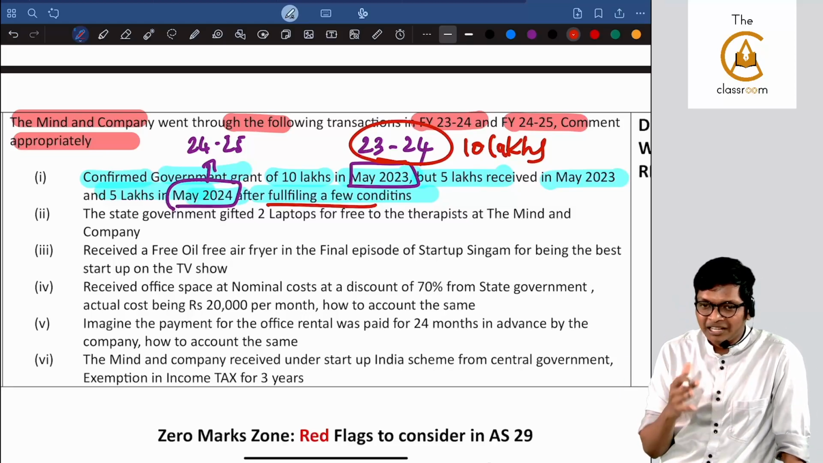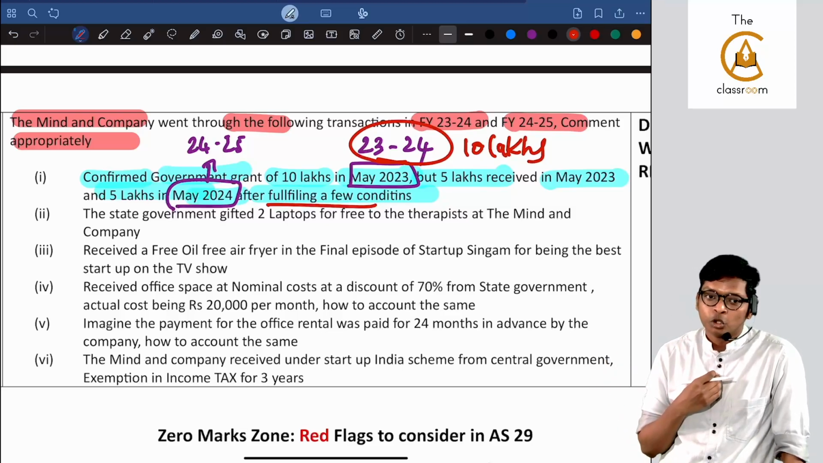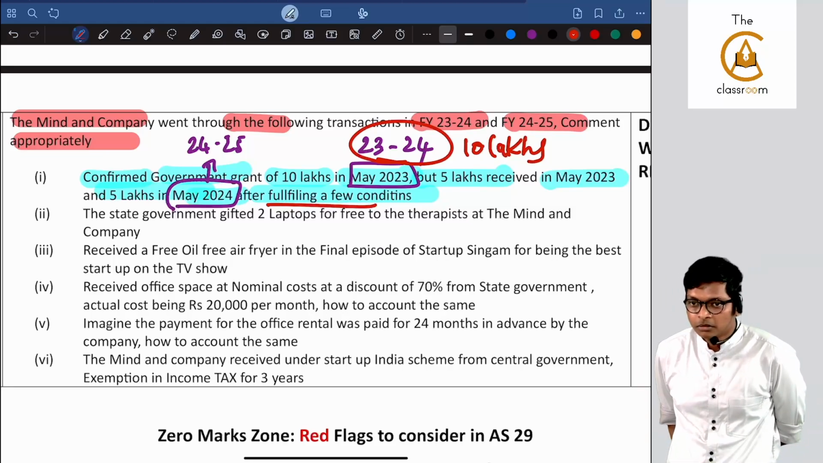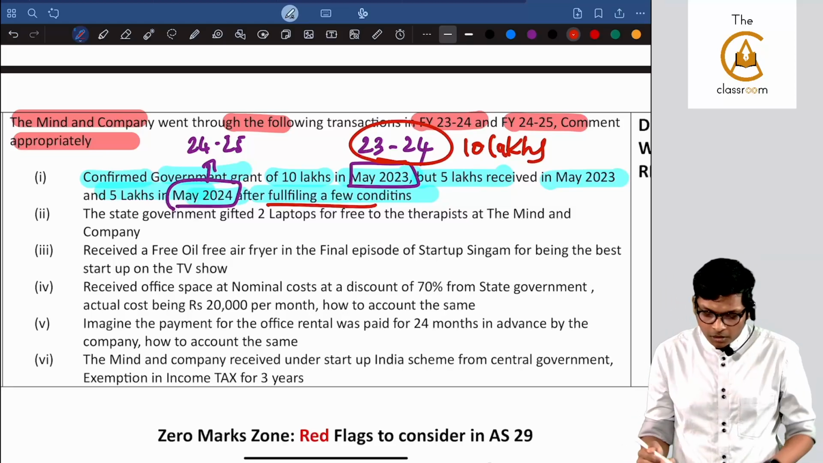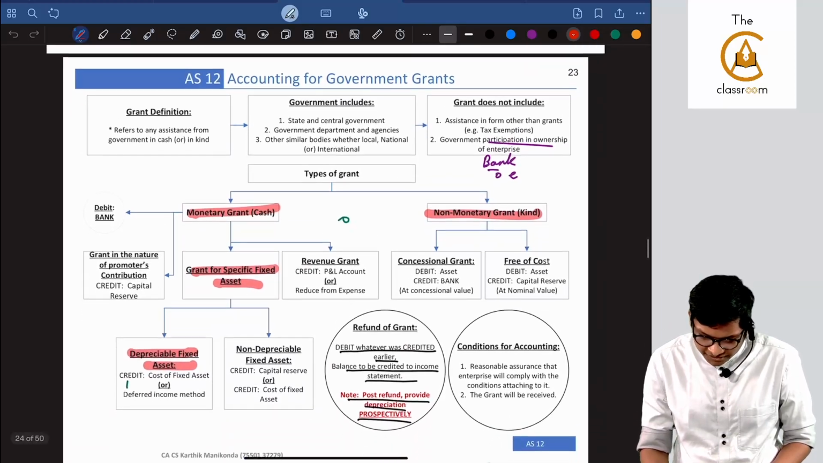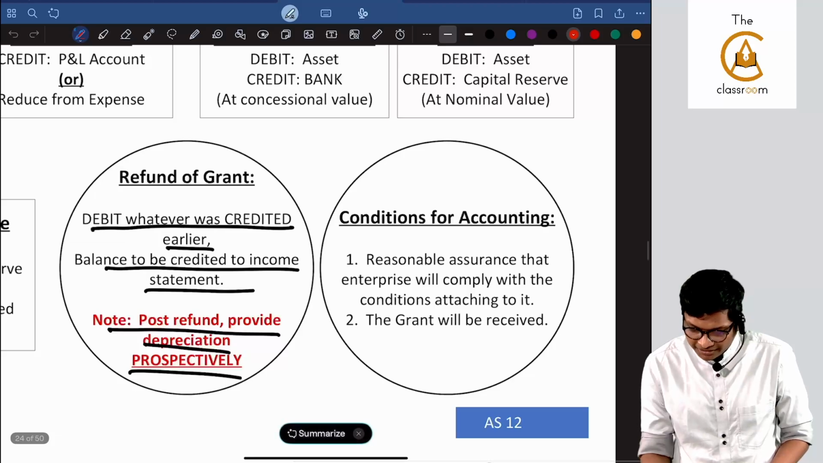We don't have a question like this in the study material, receiving grant in installments. So whenever you receive, only then I will account. Why? Very simple. If I take the AS 12 notes, one of the first primary conditions for accounting, look at this.